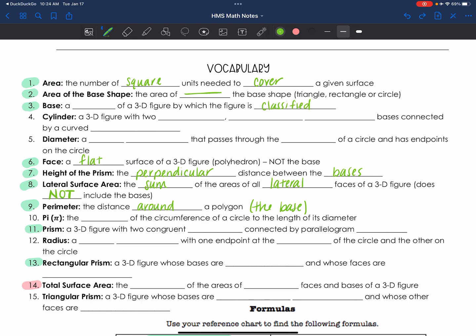And a base is a side of a 3D figure by which it is classified, like rectangular prism, rectangular pyramid, triangular prism, triangular pyramid. And then we have cylinders, which are circular prisms, and we have cones, which are circular pyramids.